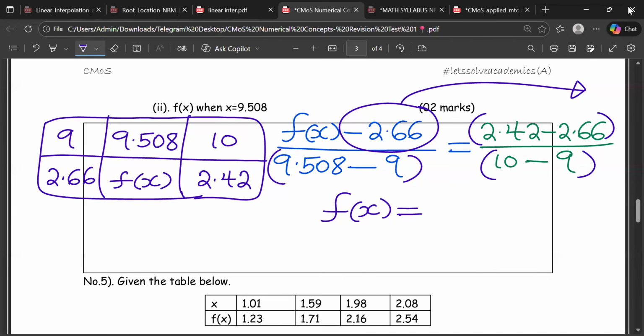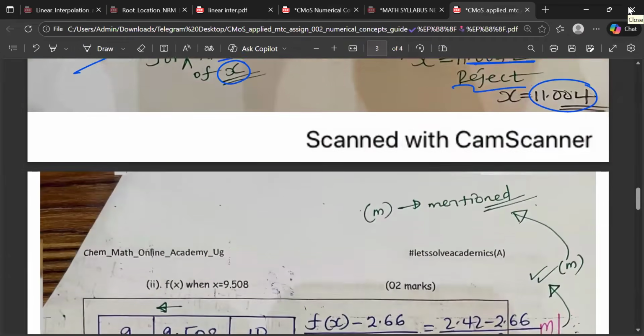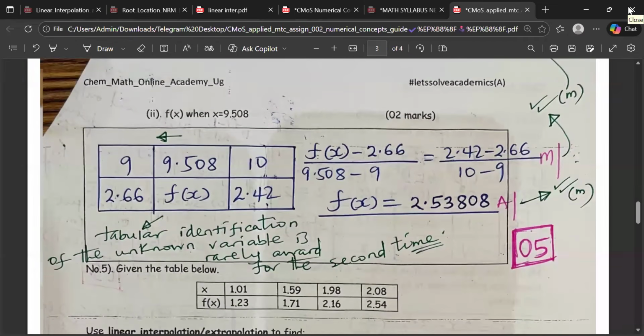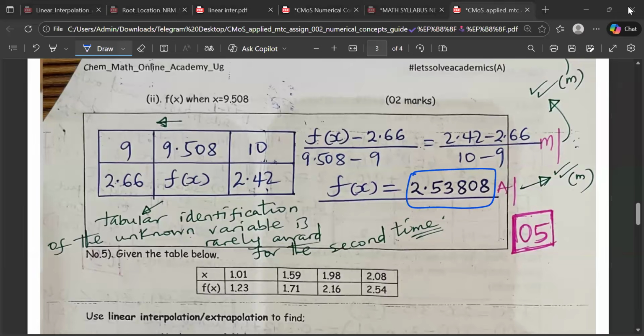So I think people have gotten it. Make sure I get this value. Just tell me whether it is the value people are getting. The value is here: 2.53808. Is it the same value? Yeah, 2.53808.